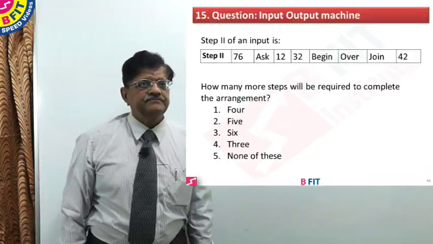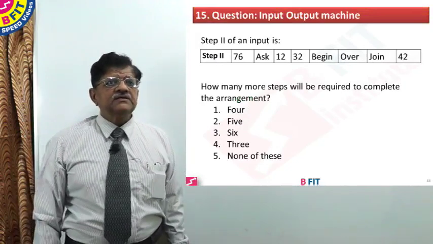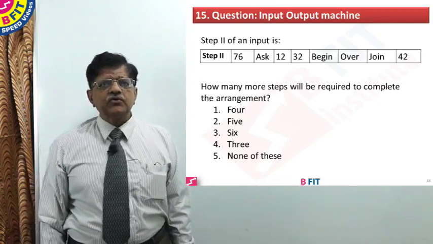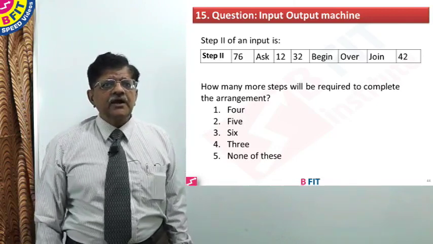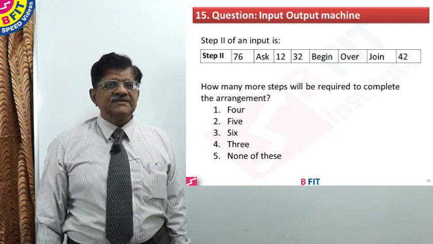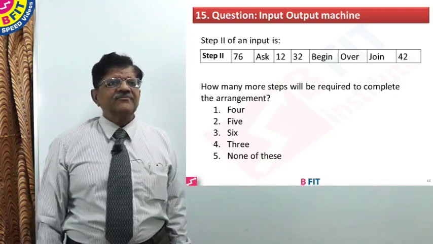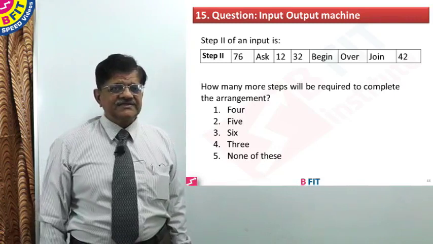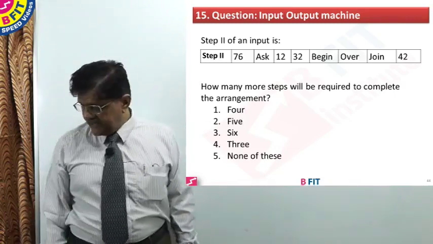Question number 15, which is again based on the same model we have seen. Step 2 of an input is given. Step 2: 76, ask 12, 32, begin over, join 42. How many more steps will be required to complete? 4, 5, 6, 3, none of these. So the dangerous option, none of these, is there. So you cannot make any kind of short circuiting of the answers. You will have to do the working. Let us see the working.